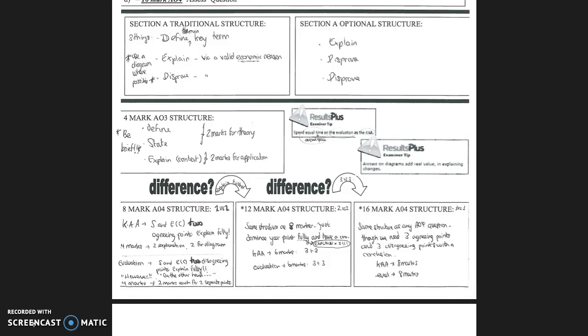Overall, lots of positives to take away from the paper. Lots of people attained their target grades and lots of people even exceeded their target grades, which is really great to see. So lots of positivity there. But again, please don't become complacent with that. There are always things we can learn from doing the paper. That's why we get you guys to do mocks.